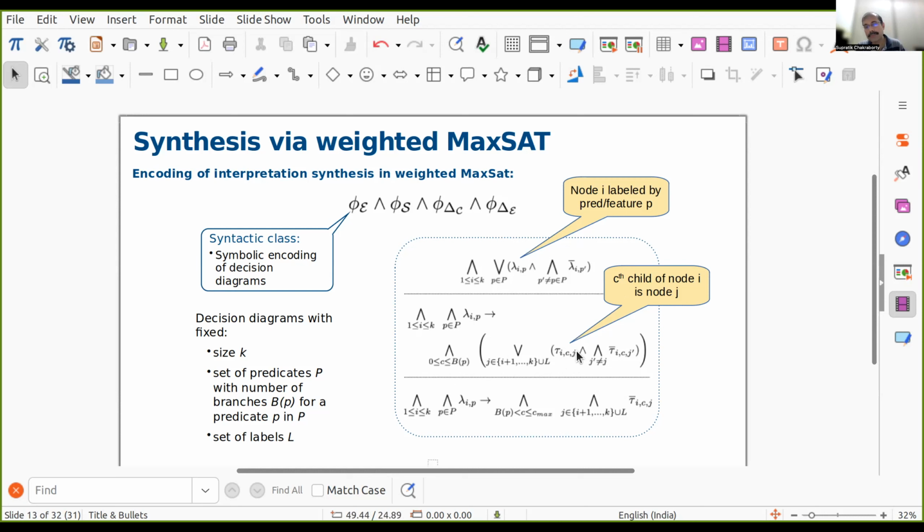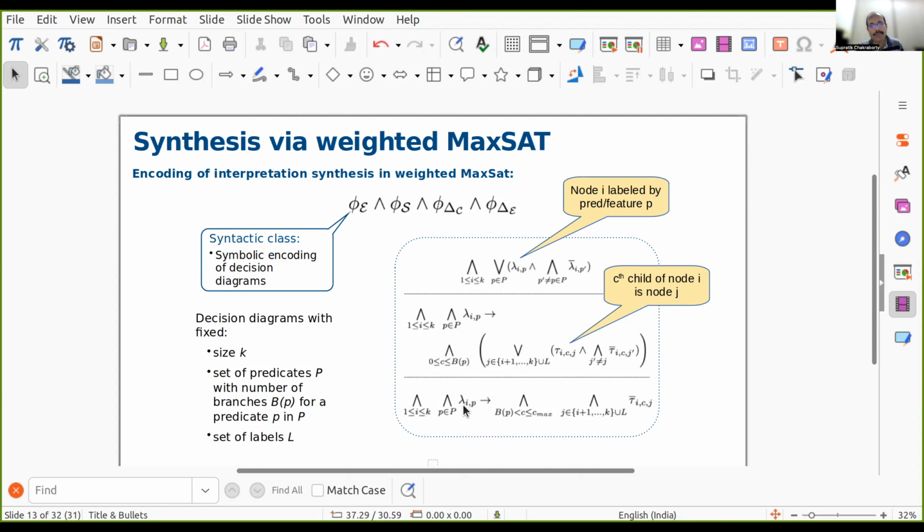And of course, if an edge goes out from the ith to the jth node, then for all other j, I mean, there can be only one edge going out from the ith node to the jth node. I cannot have other edges going out from the ith node to other j nodes. So this is just encoding the structure that if I label a node by a predicate P, then it must have so many branches, and each of those branches must go to another node with a higher index, basically ensuring topological ordering. And the third part says that, maybe a particular node is labeled by a predicate which has only 2 branches, but there is another predicate which has 10 branches, right?